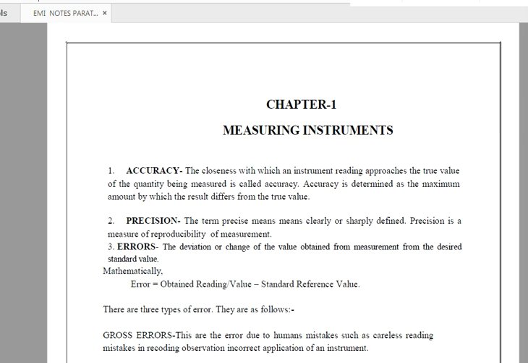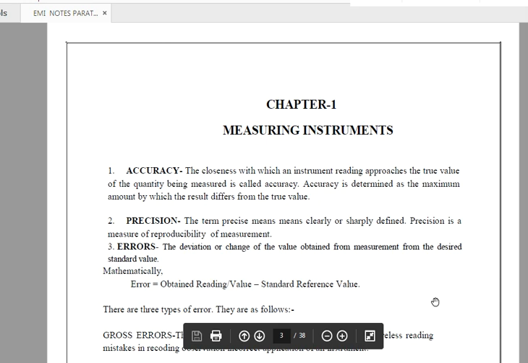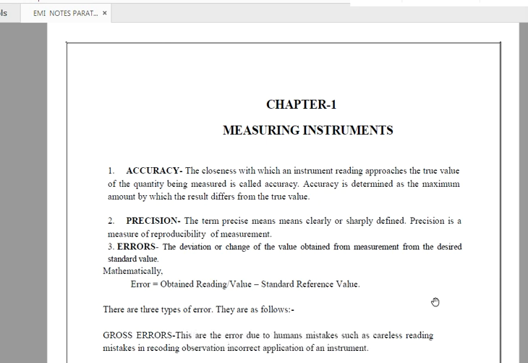We can say electrical measurement is the measuring of electrical parameters such as current, voltage, power and resistance. These are all the values or parameters which are measured by electrical instruments. Before going to electrical instruments, we have to understand certain terms before we study electrical measurements.